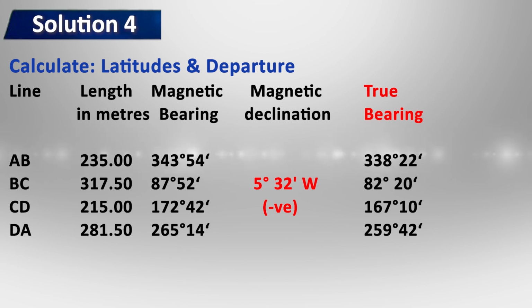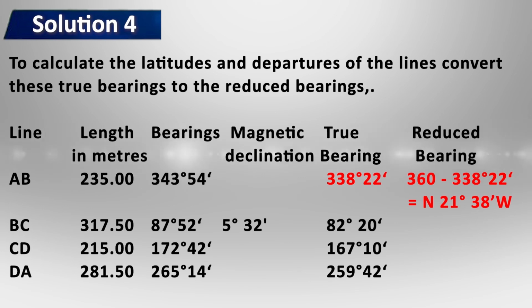Given as the whole circle bearing of line AB is 338 degree 22 minutes, measured from north in clockwise direction. As we can see, the value is greater than 270 degree and is less than 360 degree. So the line is in fourth quadrant, that is northwest quadrant. That means the reduced bearing system will be measured from north towards west. To get the value of angle measured from north, we'll subtract the whole circle bearing from 360. So it comes out to north 21 degrees 38 minutes west.